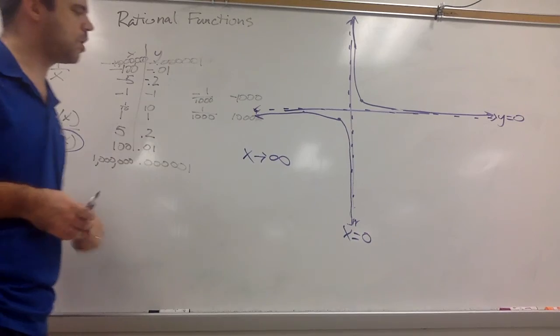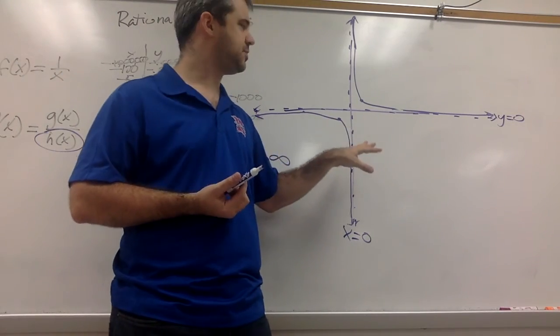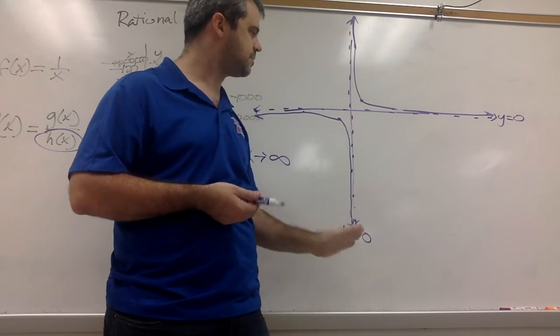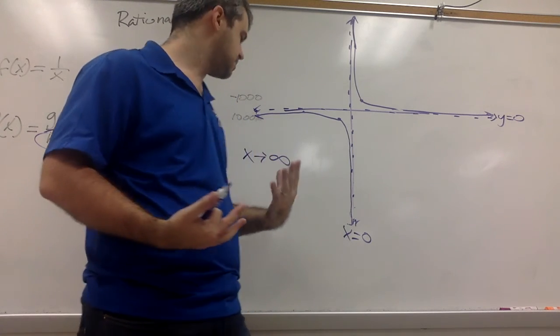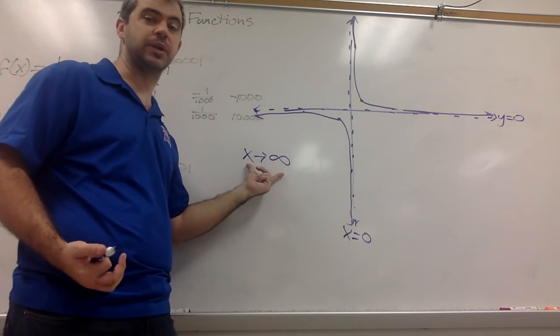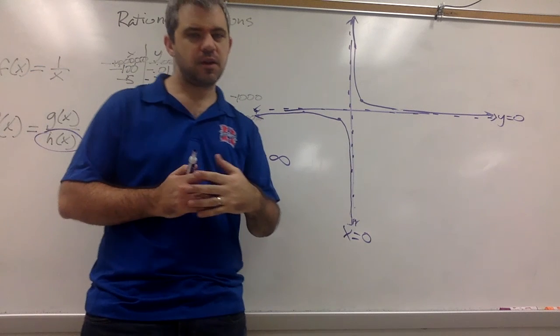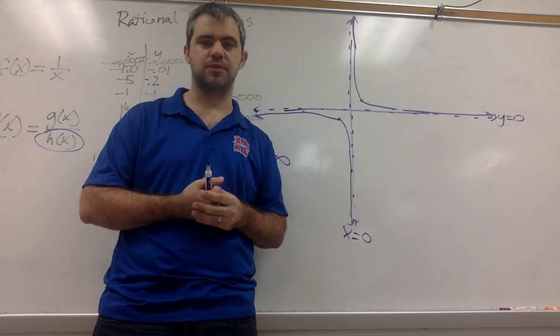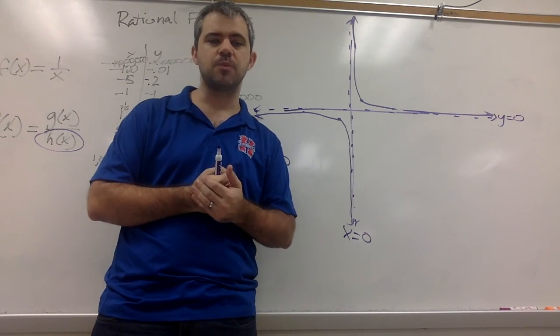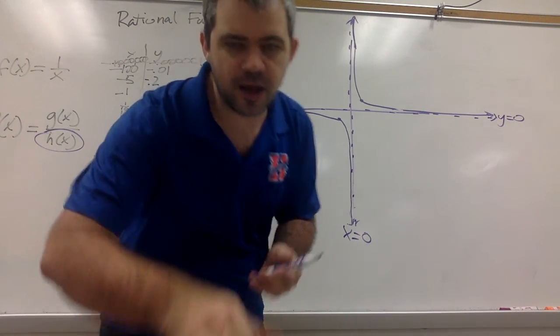We're going to deal with some more complicated ones, but if you understand that vertical asymptotes are where our denominator equals 0, and horizontal asymptotes are where x gets really, really big, then you're about halfway there to being able to deal with rational functions. We'll talk about some more complicated ones, but that's good for now.